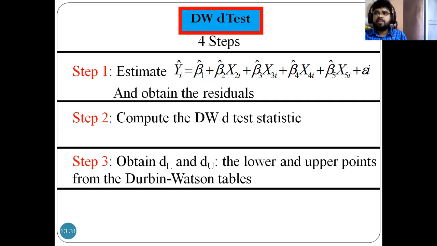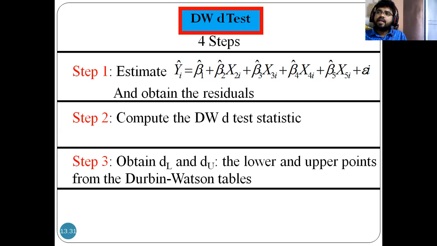There are four steps we need to follow. The first step is to estimate the regression, that is, the coefficients of the parameters. After estimating the coefficients, we need to obtain the residuals, which are nothing but errors. When you estimate the model, you get the residuals. How can we get the errors? Error is equal to y minus y cap, that is, the actual value minus the estimated value. Then only we will know what the error is.